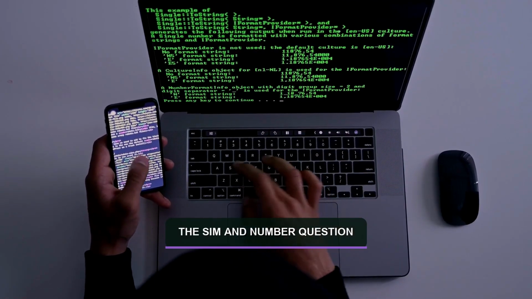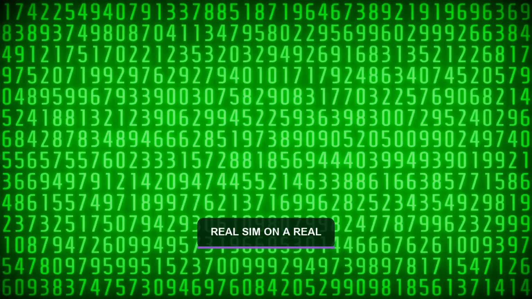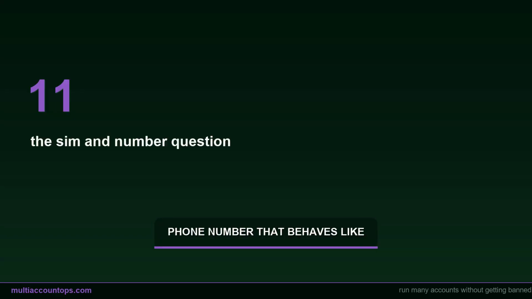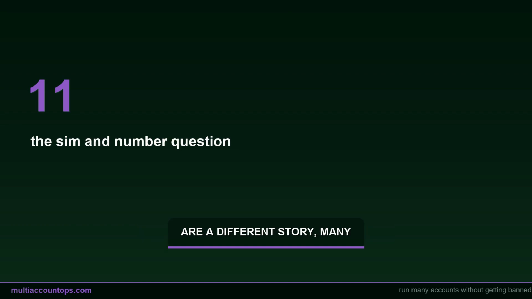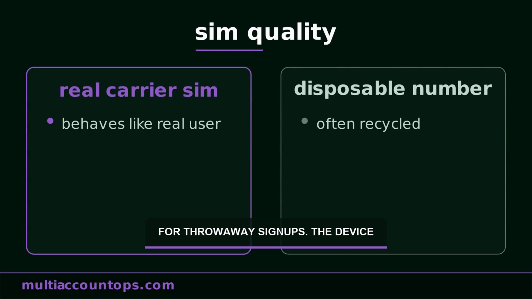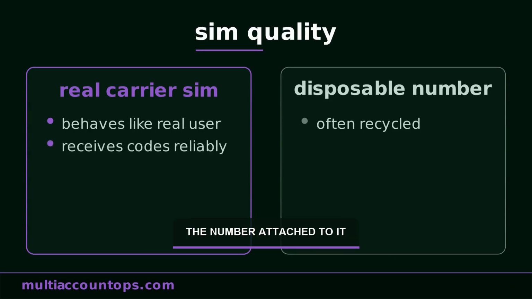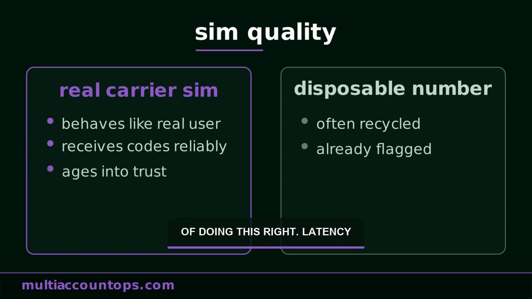A SIM and number question. Verification is where cloud phones earn their keep, and it hinges on the number. A real SIM on a real carrier gives the account a phone number that behaves like an ordinary person's, receives codes reliably, and ages into trust the way a genuine line does. Cheap disposable or virtual numbers are a different story. Many are already recycled, already burned, or flagged as a kind of number used for throwaway signups. The device can be perfect, but if the number attached to it is a known burner, the account starts suspicious. Treating the number as carefully as the device is part of doing this right.